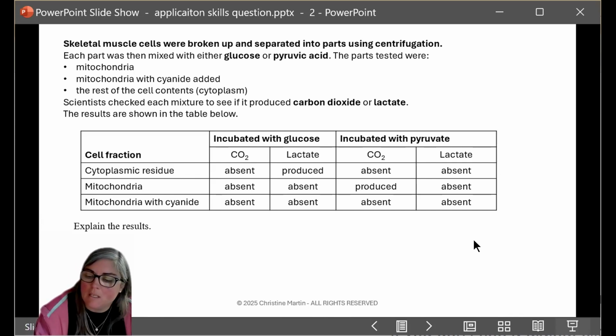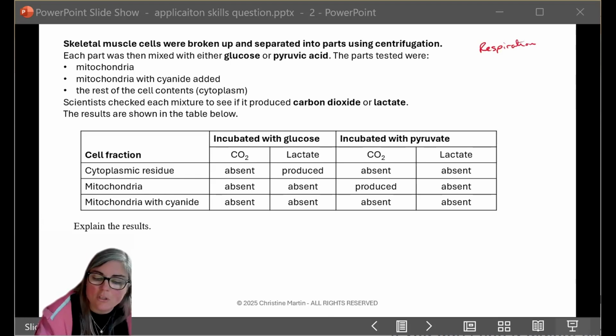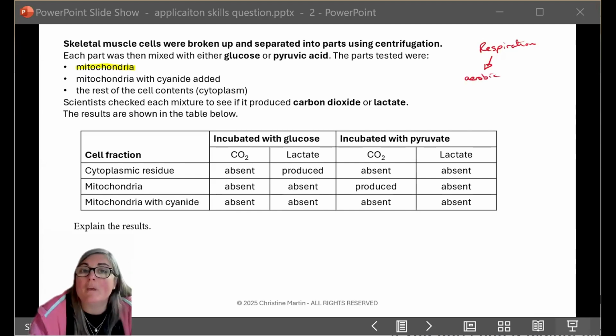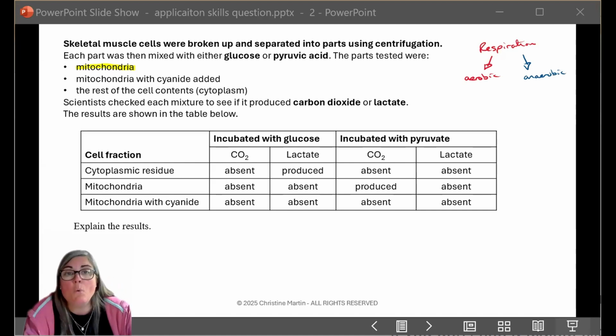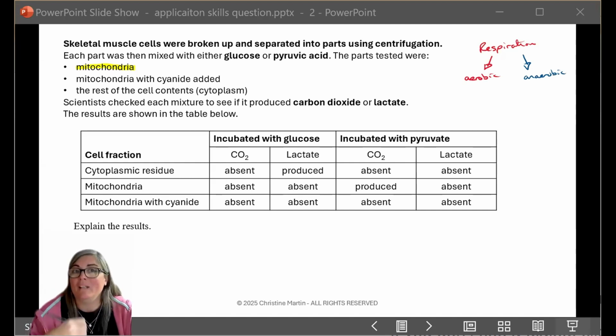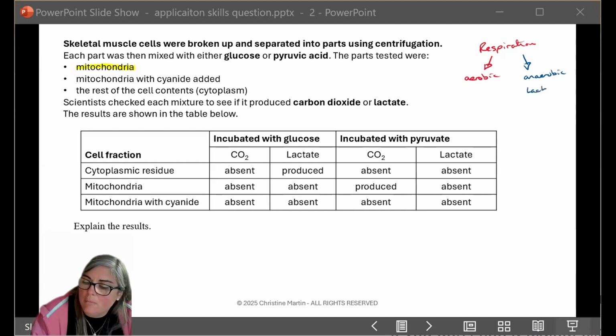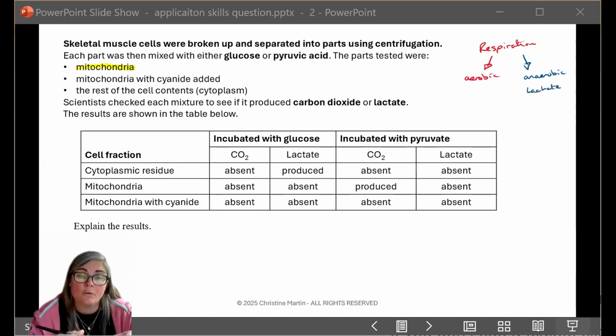So the first thing I would say to you is the fact that we have been told in the question that we're looking at respiration because they have mentioned the mitochondria. So we know we've got respiration. Also, if we're looking at mitochondria, we are looking at aerobic respiration because that is where the mitochondria is involved. Now, there is another type of respiration, remember, and that is anaerobic respiration. And anaerobic respiration is where we're going to have the production of lactate. So this is really important, us just bringing that knowledge to the forefront of our mind.